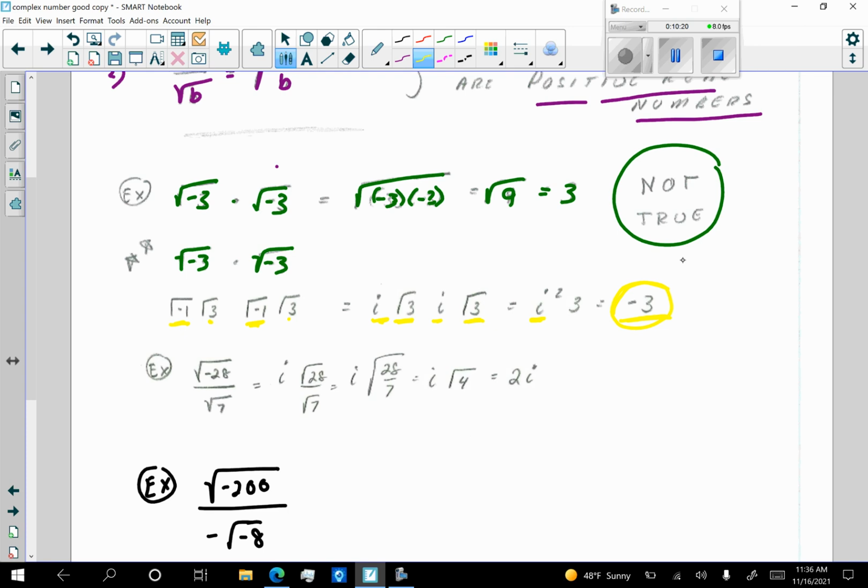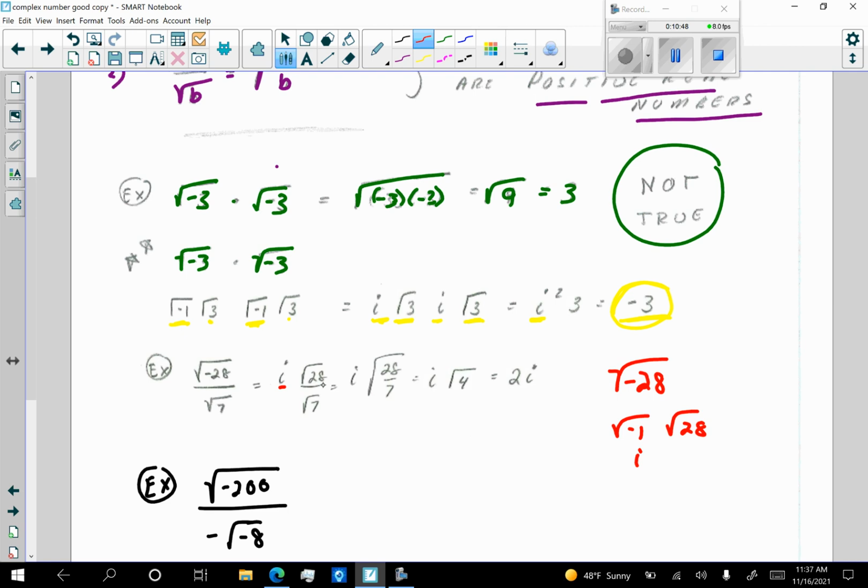Okay, here's another example. The square root of negative 28 divided by the square root of 7. First thing you do is you take that square root of negative 1 out, which is i. So the square root of negative 28 is equal to the square root of negative 1 times the square root of 28. And this guy right here is i. That's where that i comes from.